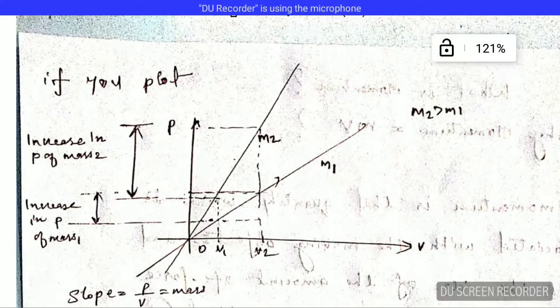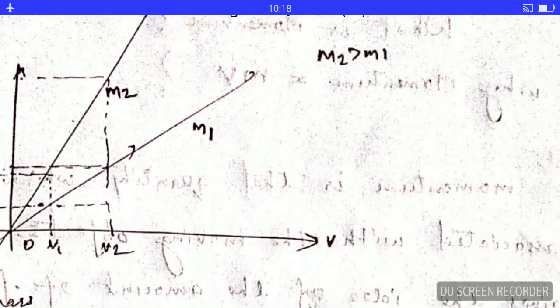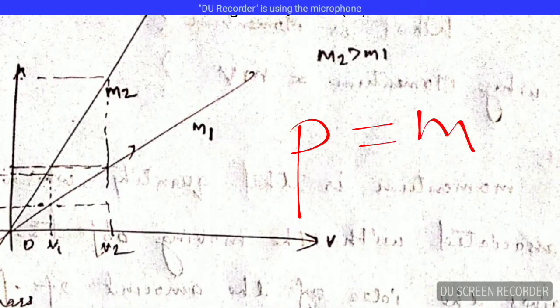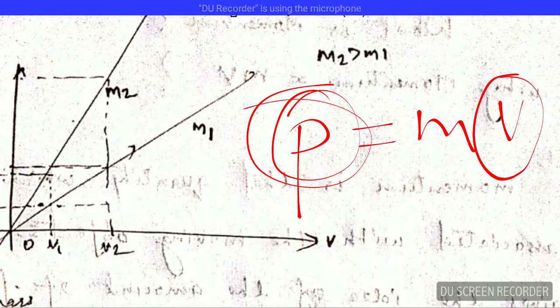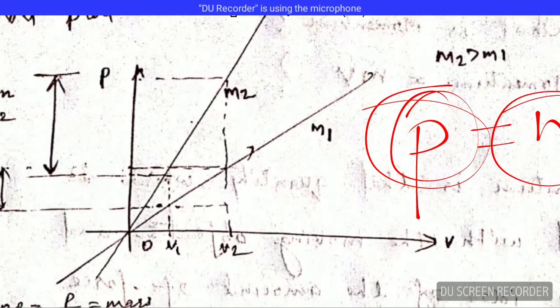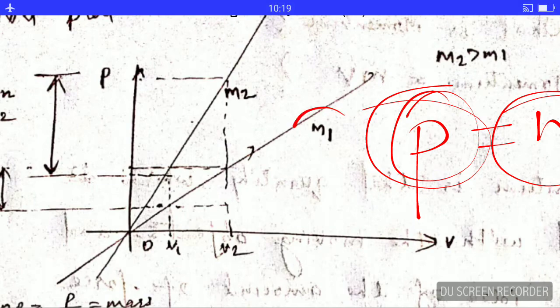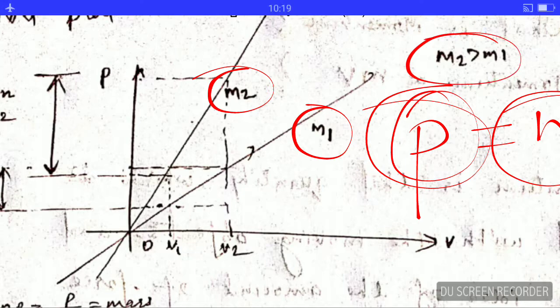Now let's plot the graph. Here I have plotted the graph of p equals mv. Here p and v are the variables. v is the independent variable, p is the dependent variable which depends on the velocity, and m is the slope of the curve. If the mass is less, the slope will be less. If the mass is more, the slope will be more. Here we have shown that the mass m2 is greater than the mass m1, so the slope of m2 is greater. This line will be steeper than this line.